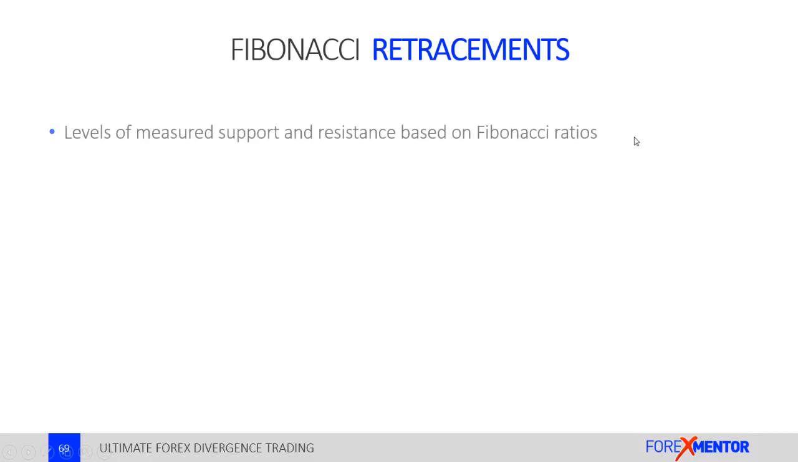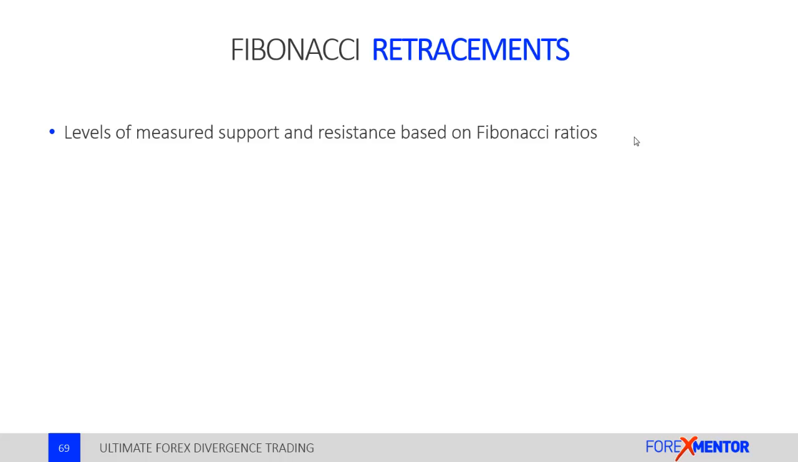Okay, Fibonacci retracements. They're levels of measured support and resistance based on Fibonacci ratios. I think most of us are probably familiar with them. If you're not, we're not going to get into the whole history of the Fibonacci sequence here. You can Google Fibonacci and get a whole history of how this mathematical sequence applies to nature, human nature. You can see it in all kinds of places in science and everything else.